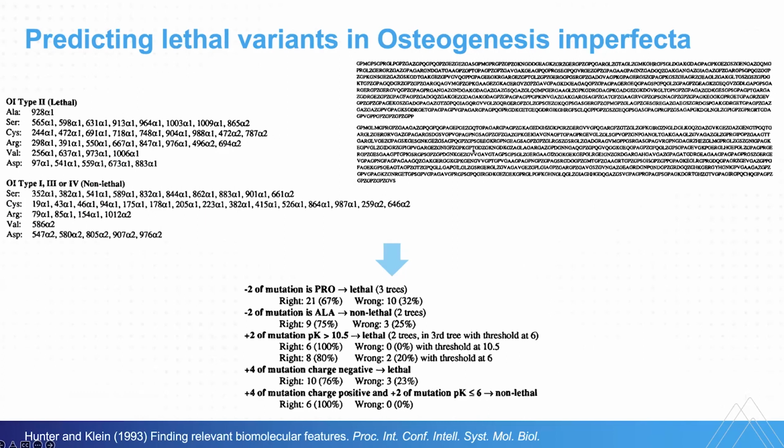I'll start with this classic paper from 1993 by Larry Hunter and Terry Klein. One of the earliest attempts at this question was to predict lethal variants in collagen genes, to separate out variants here on the left that would be lethal versus non-lethal ones based off of sequence features. And if you're thinking machine learning AI, they used a decision tree and essentially wound up with this rule set, which I thought was a very interesting, very fascinating, very inspiring paper actually.